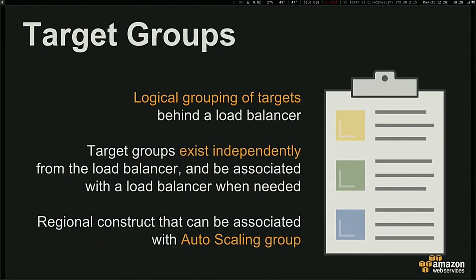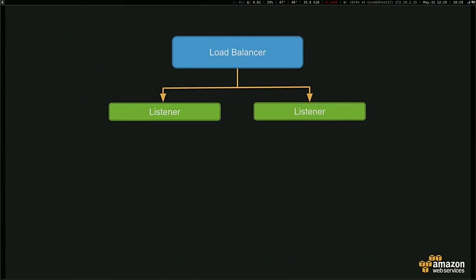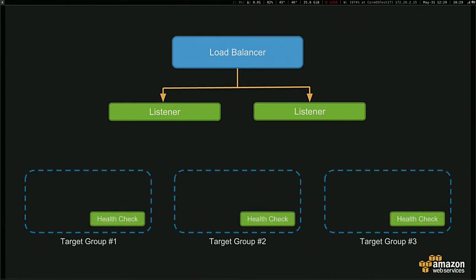The next important concept here are target groups. And so target groups are basically a collection of targets, as you might imagine, behind the load balancer, and they exist independently from the load balancer. So you can associate or deassociate them with different load balancers as you need to. They can also be associated with an autoscaling group. And they're regional constructs, which means they span availability zones, so you can definitely have that high availability built right in with your target groups. So each target group, as mentioned, is its own grouping of EC2 instances, and they all share a common health check. So typically target groups are used to associate different applications, perhaps, or different services behind your load balancer.